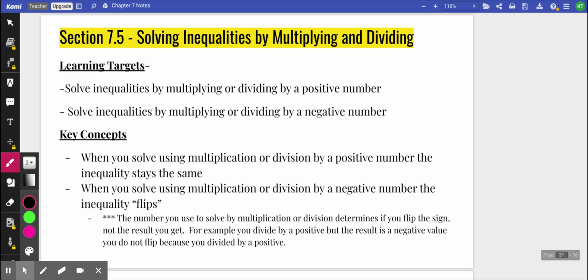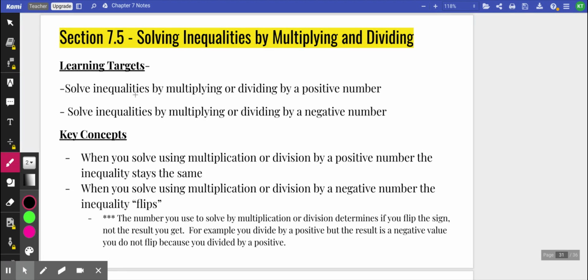All right, section 7.5, solving inequalities by multiplying and dividing. So we talked about when we solve inequalities, it's just like solving equations, right? Meaning if it's a variable times a number, we divide both sides. And that's going to be the same for multiplication and division. However, when we solve by multiplying or dividing by a negative, we're going to have a special rule.